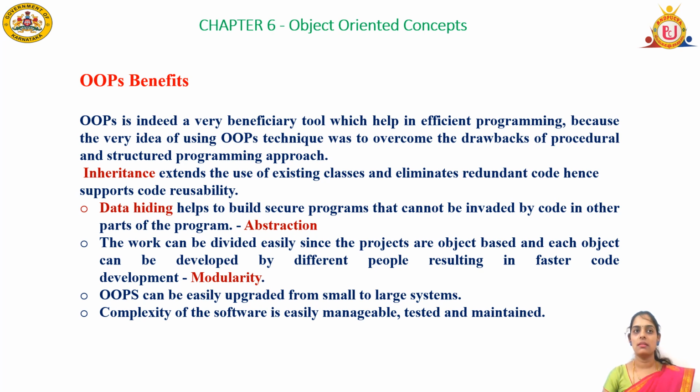Next one is data hiding. It helps us build secure programs that cannot be invaded by code in other parts of the program, which indicates data abstraction. That means we represent only the essential features and hide all the rest of the details in case of OOP.